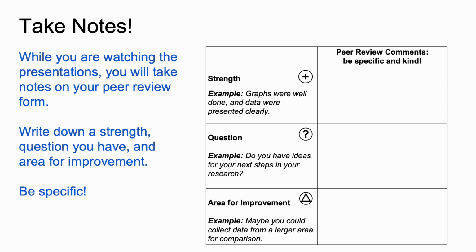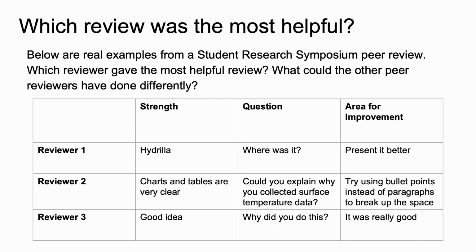For a question you have, you could write, "Do you have ideas for your next steps in your research?" For an area of improvement, you could write, "Maybe you could collect data from a larger area for comparison." These are real examples from a student research symposium peer review.